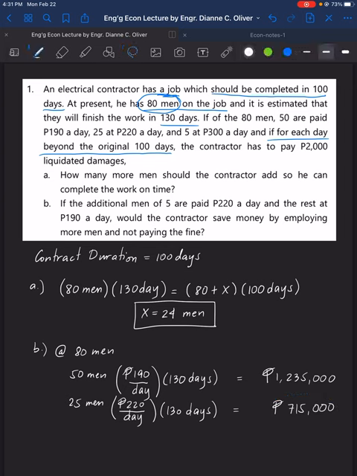Then, there is the 5 men, so we were able to get this 50, 25, and then another one is the 5 men. So for the 5 men there, they are being paid at 300 pesos per day for 130 days.